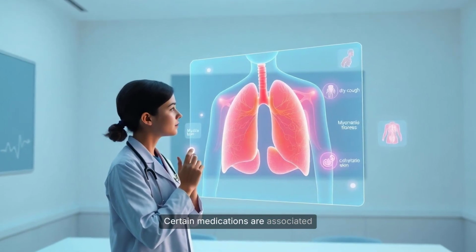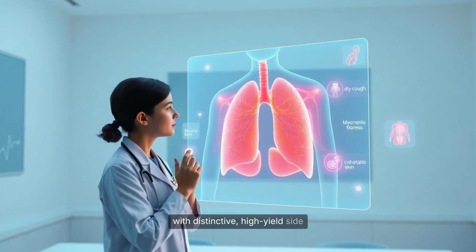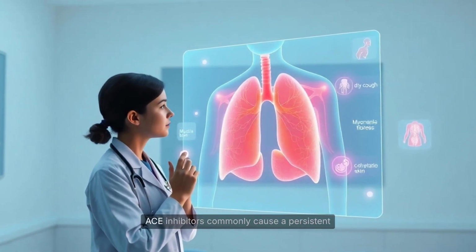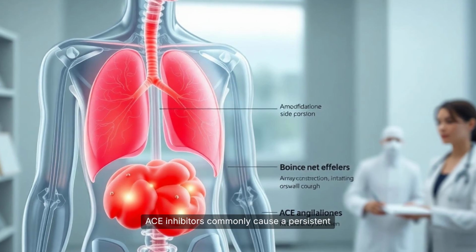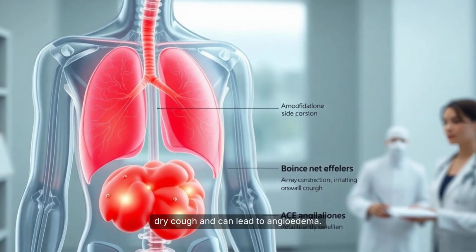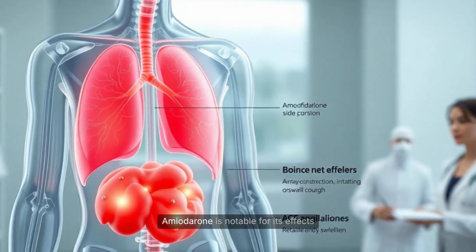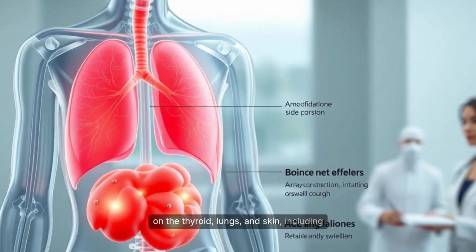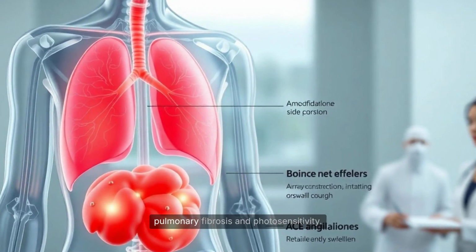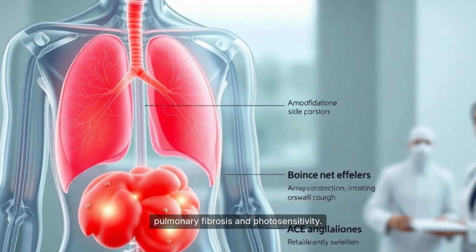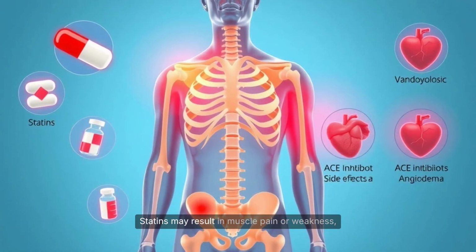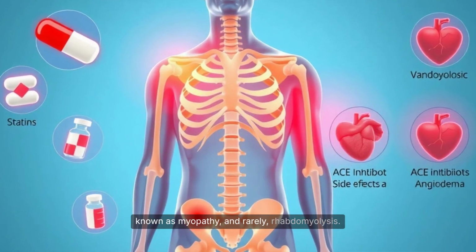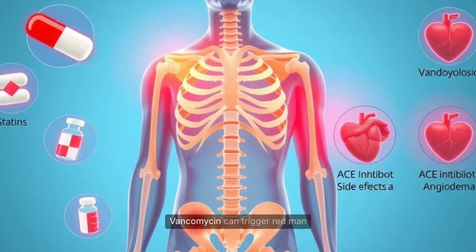Certain medications are associated with distinctive high-yield side effects that are important to recognize. ACE inhibitors commonly cause a persistent dry cough and can lead to angioedema. Amiodarone is notable for its effects on the thyroid, lungs, and skin, including pulmonary fibrosis and photosensitivity. Statins may result in muscle pain or weakness, known as myopathy, and rarely, rhabdomyolysis.